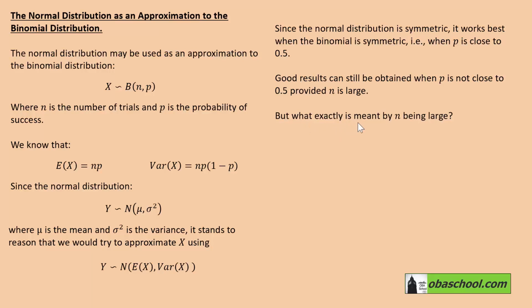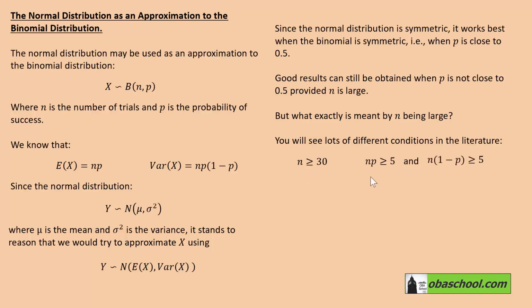But what exactly is meant by n being large? You will see lots of different conditions in the literature, so it's important that you follow the ones for your course. N greater than or equal to 30, and np and n(1 minus p) being greater than or equal to 5 are common, but make sure, as I said before, you use the conditions prescribed in your course.